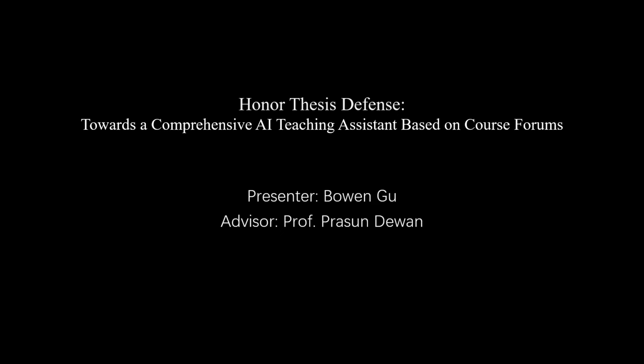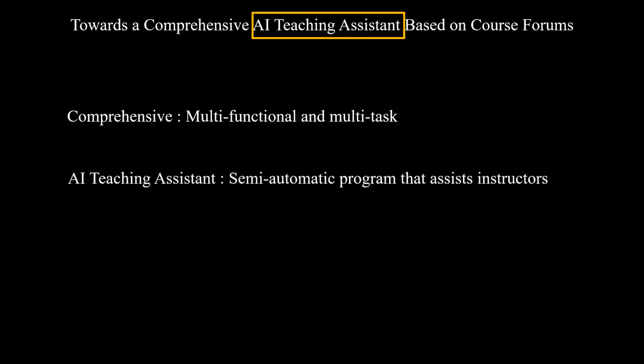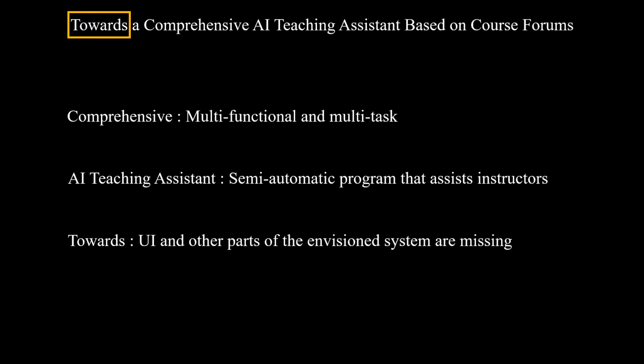Let me start by explaining the key terms in the title. Here, comprehensive means multifunctional and multitask. The AI teaching assistant is a semi-automatic program that assists instructors. And towards means that the UI and other parts of the envisioned system are missing.